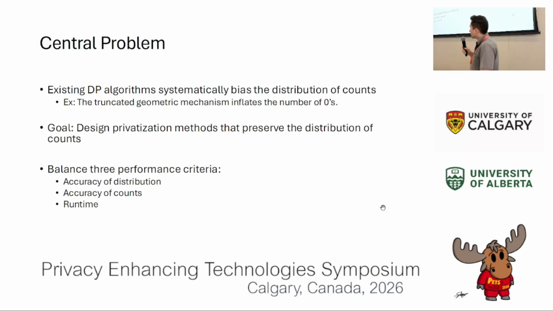Our goal in this work became to design privatization methods that preserve this distribution of counts. But really, we want a privatized table that's useful for more than just one kind of user. If you think about it, what I really mean is that we want to balance 3 different types of performance. We have our new criterion, accuracy of distribution. We still want to pay attention to accuracy of counts, and we have to pay at least a little attention to runtime because, of course, we want our algorithm to finish sometime this year.